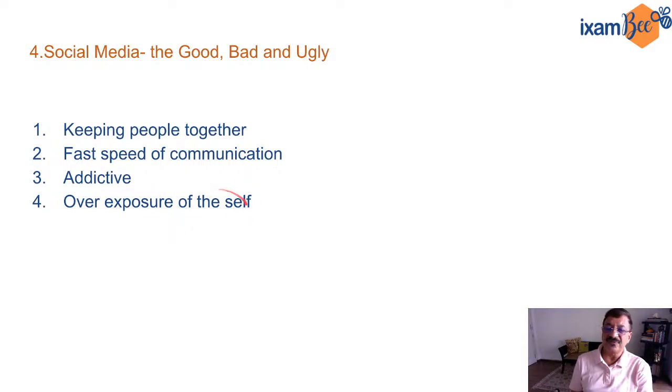Overexposure of self. This is another value system that has been brought about, that people have become so self-centric. They are almost narcissists. They go on posing themselves in different locations, different moods, and it becomes a big joke. So your self has been overexposed. What's your privacy? So you can talk on these lines.